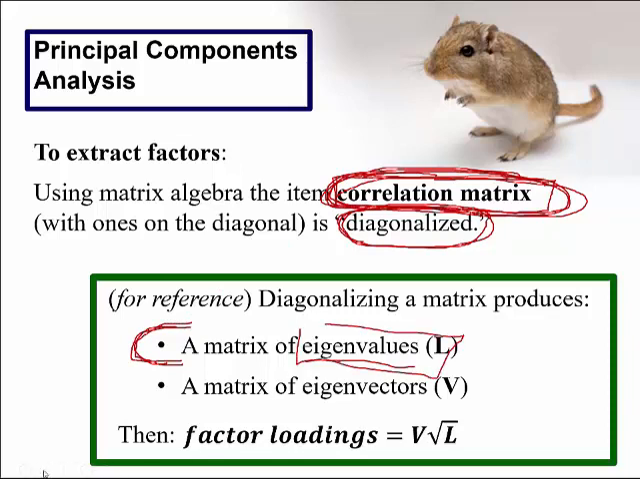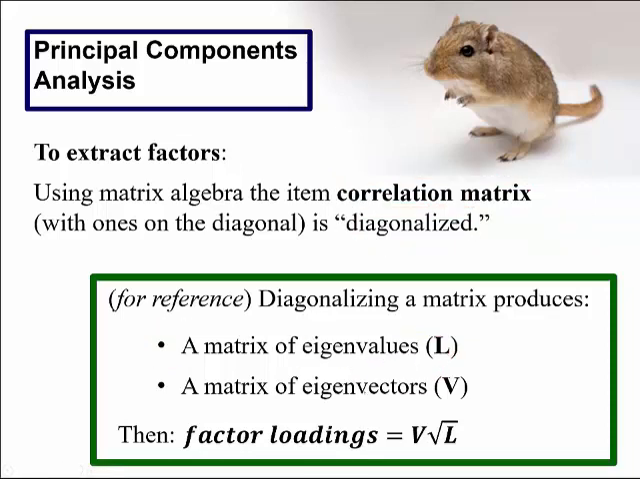And then it will also produce a second matrix. So when you diagonalize a matrix, it's going to produce two separate matrices. One will be your matrix of eigenvalues, and the other will be a matrix of eigenvectors. And to create your factor loadings, you then just plug in this formula where you take the matrix of eigenvectors, which is typically called matrix V, times the square root of your matrix of eigenvalues, which is typically called L. And that will produce a matrix of factor loadings.